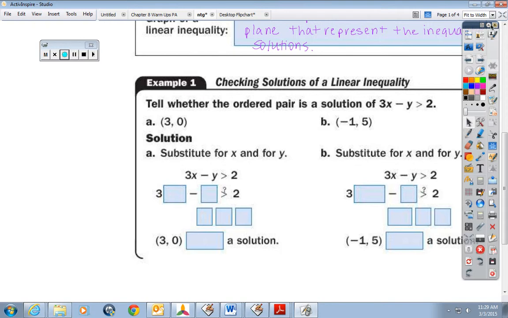Now, all we have to do is replace the x and the y with the ordered pair that they give us. So, in A, instead of writing 3 times x minus y is greater than 2, I'm going to replace x with 3 and y with 0. So I'm asking myself, what is 3 times 3? And what is 9 minus 0? Is 9 greater than 2? So the ordered pair (3, 0) is a solution to that inequality.